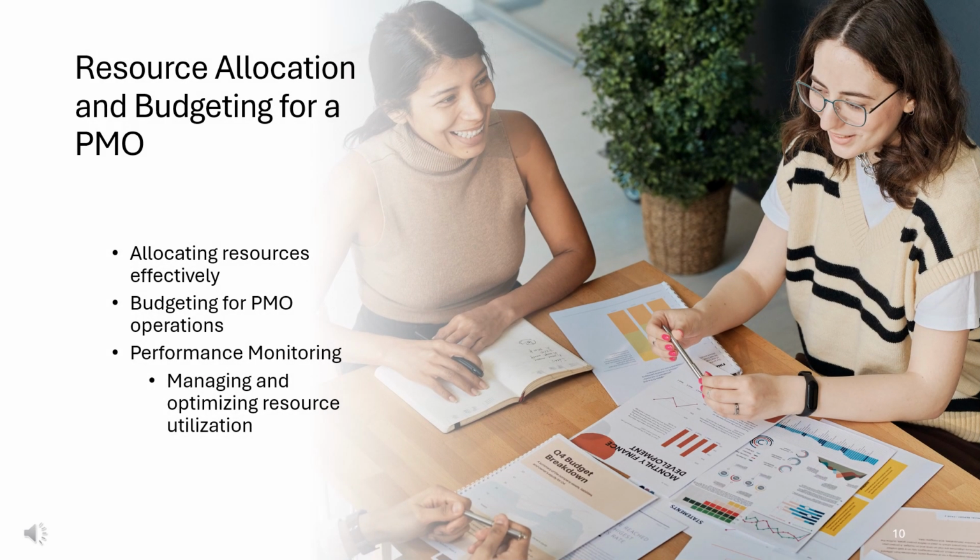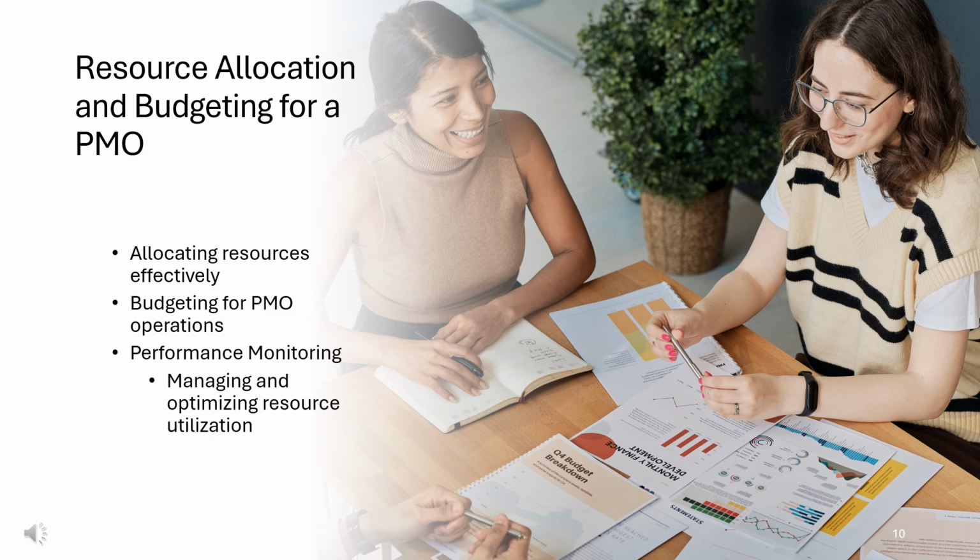Resource allocation and budgeting are critical aspects of establishing a PMO. Effective resource planning ensures that the PMO has the necessary human, financial, and technological resources to operate efficiently. This involves identifying the resources required for the PMO's functions and developing a resource allocation plan. Budgeting for the PMO involves creating a detailed budget that outlines the costs associated with its operations, including personnel, technology, training, and other expenses. It's important to justify the budget to stakeholders and secure the necessary funding.